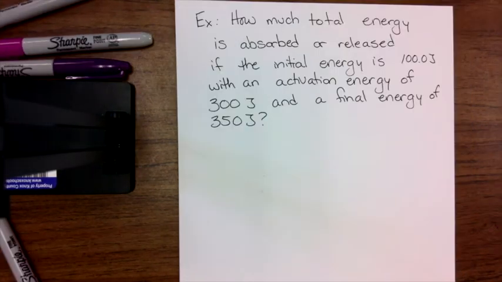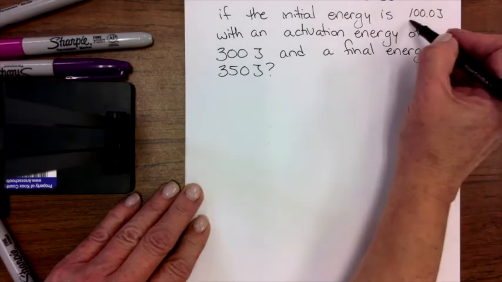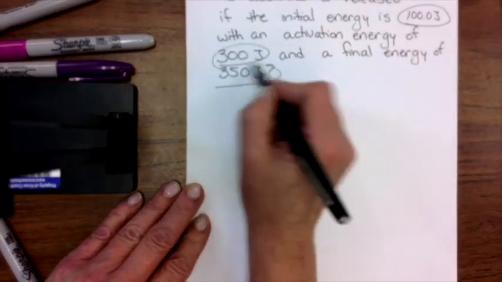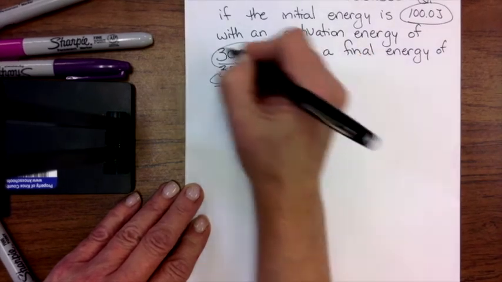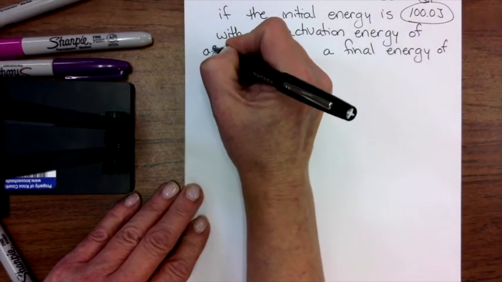Let's look at this example to determine how to draw a graph based on information. So how much total energy is absorbed or released if an initial energy is 100 joules with an activation energy of 300 joules and a final energy of 350? So the first thing that we need to do is look at the numbers that were given. So we have QI, QF, and then our activation energy.